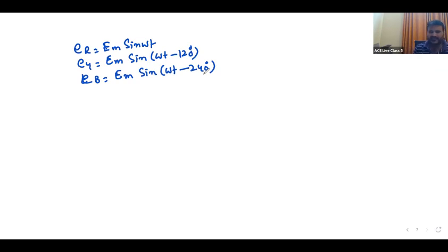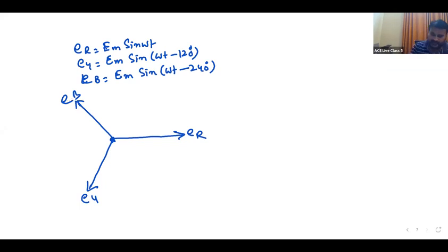And if you draw the phasors for that, this will be ER, and this is EY, and this is EB. These are the phase voltages I am taking. ER is a phase voltage. But what will be the line voltage? So this is the phase voltage, say.